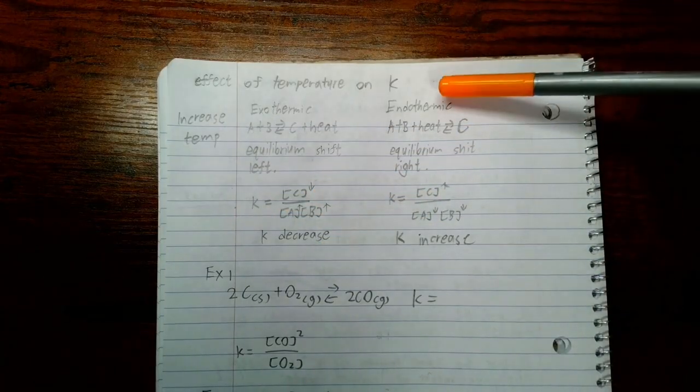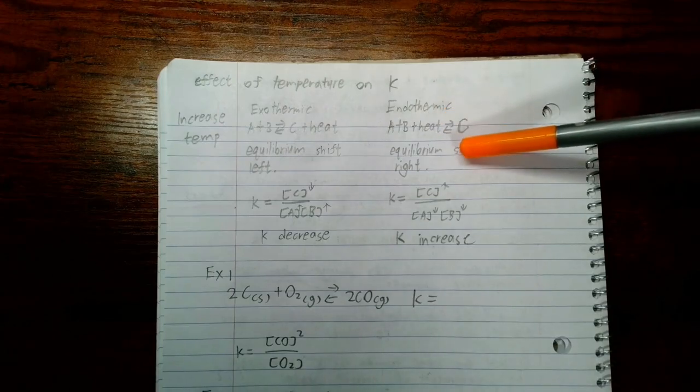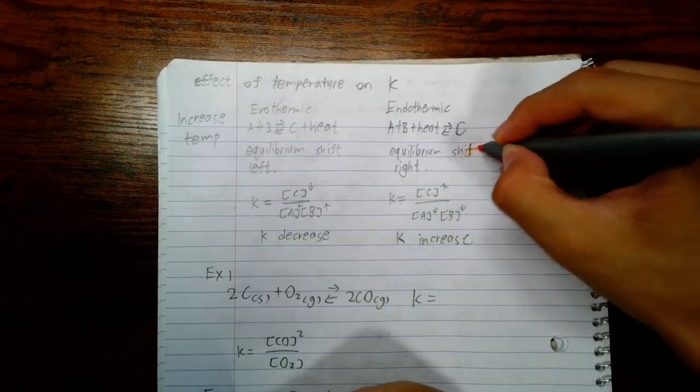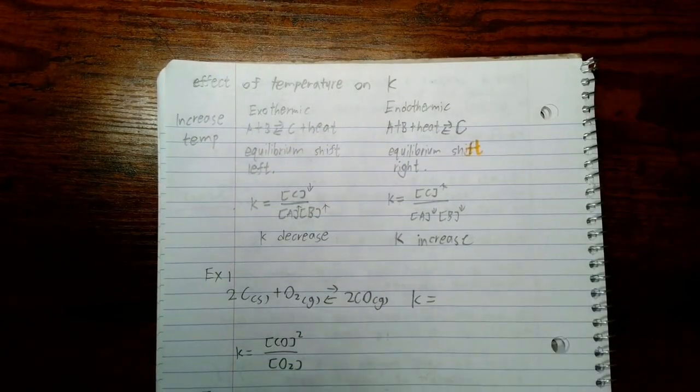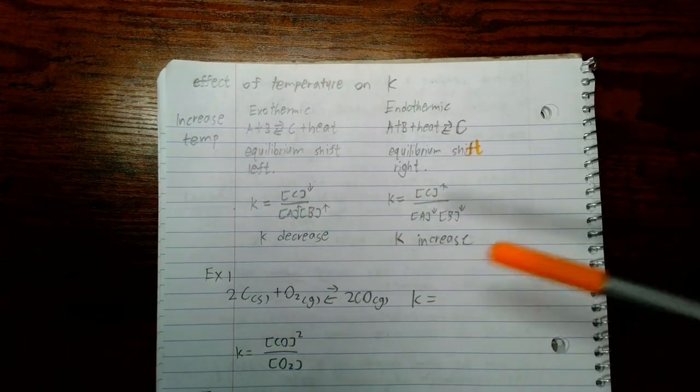On the other hand, if this is endothermic and you raise the temperature, the equilibrium will shift to the right. And the opposite will happen, and the K is going to increase.